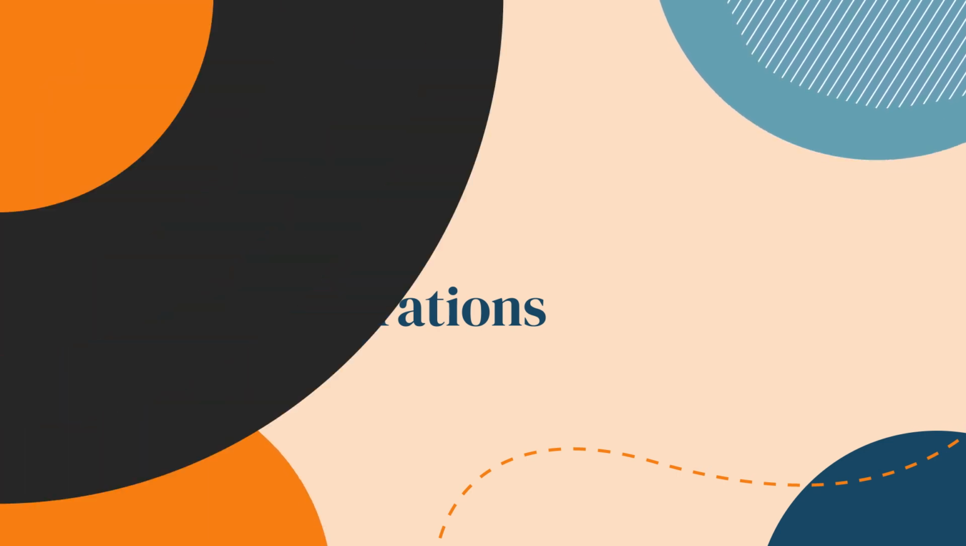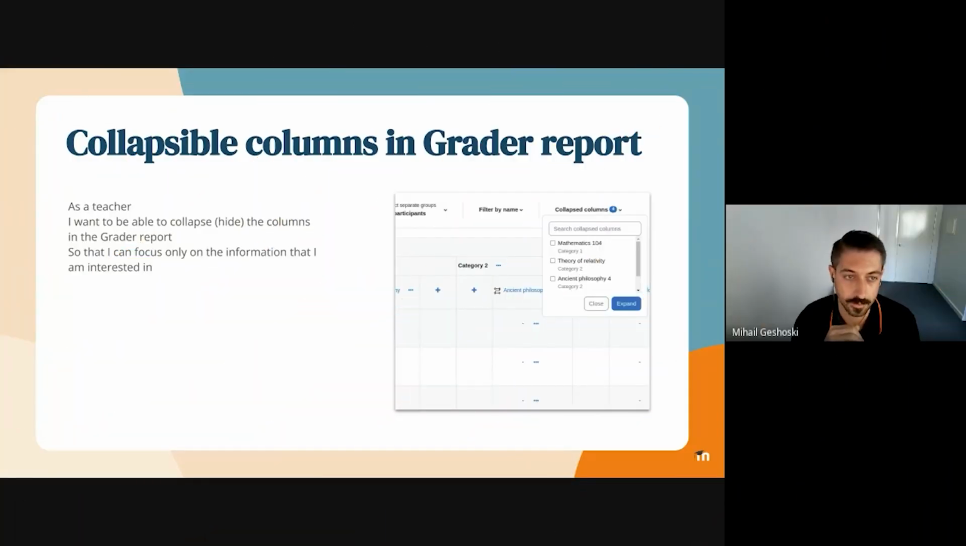Quick overview of some of these goals. We are introducing collapsible columns in the grader report. In this way, we are enabling teachers to collapse or hide and expand columns in the grader report so they can only focus on the information that they are interested in. With this feature, we also reduce the long horizontal scroll, which is identified as a big pain point for users.